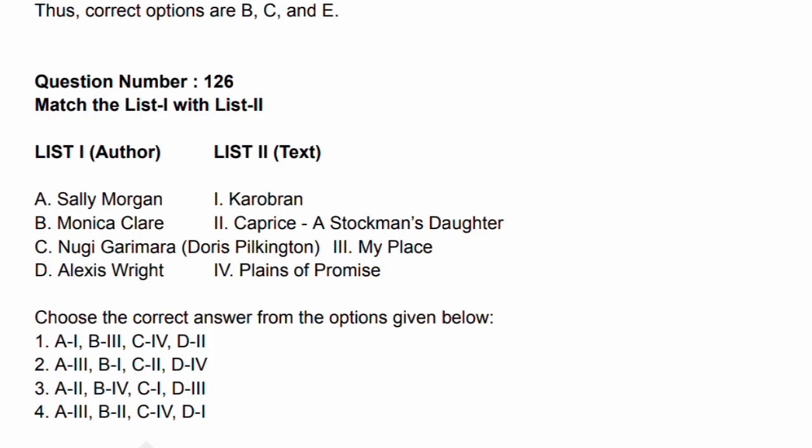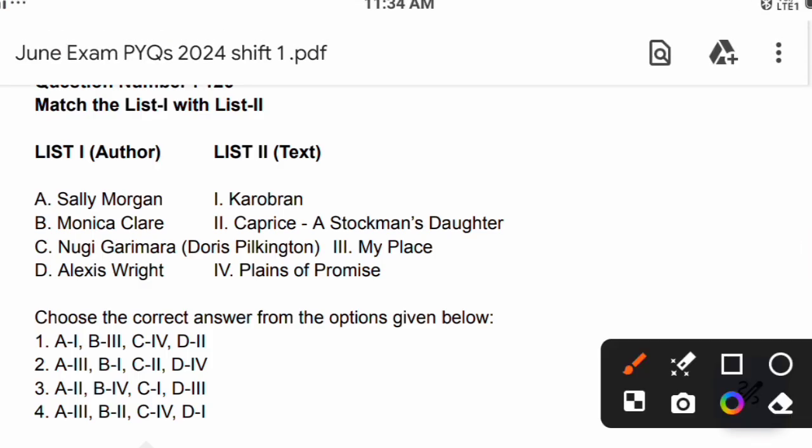A, you have Sally Morgan. B, Monica Clare. C, Ngugi Garimara. That is Doris Pilkington. And D, Alexis Wright. And there is the text: Caro Bran, Caprice of Stockman's Daughter, and My Place and Plains of Promise. Here are the options you can find out.